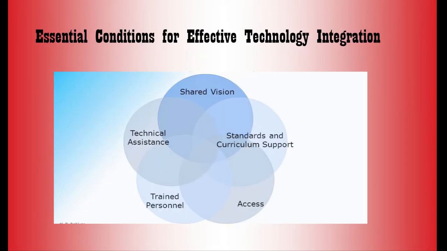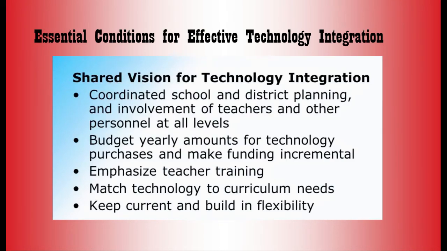Now let's go to the essential conditions for effective technology integration. The diagram shows the shared vision, technical assistance, standards and curriculum support, trained personnel, and access. A shared vision for technology integration is to coordinate school and district planning and involvement of teachers and other personnel at all levels. Next, budget yearly amounts for technology purchases and make funding incremental. Next, emphasize teachers' training. Next, match technology to curriculum needs, keep current, and build in flexibility.